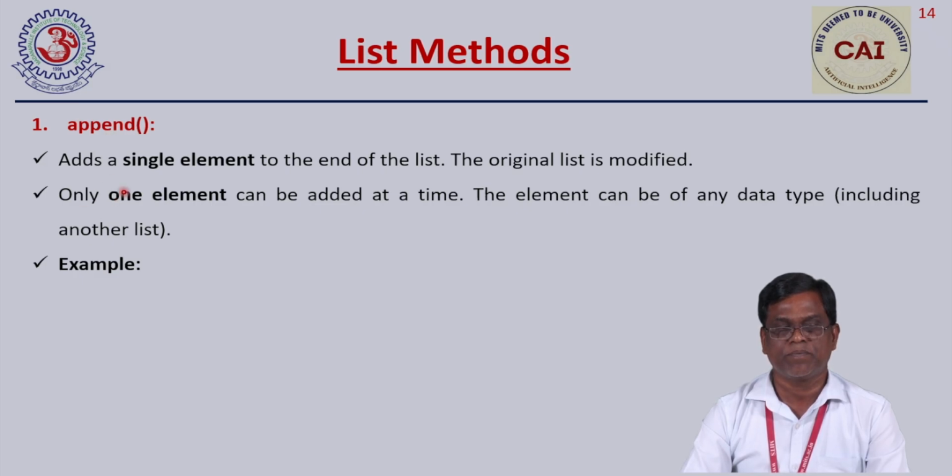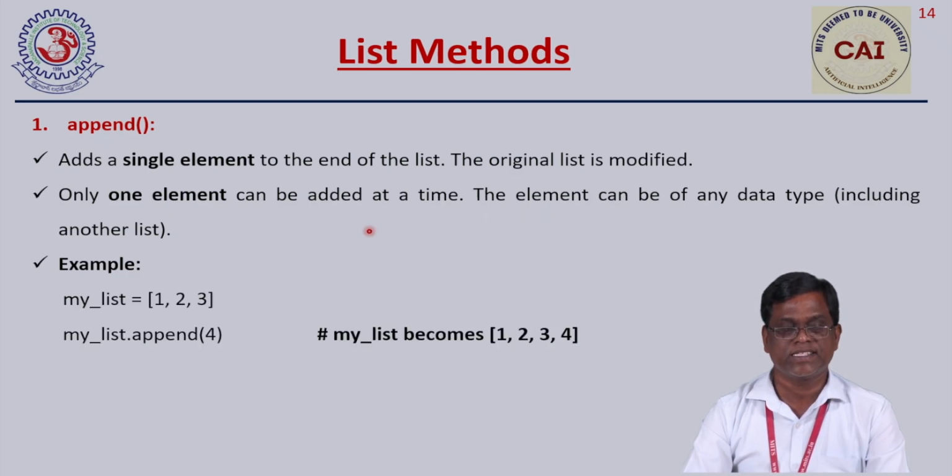So what is the purpose of this append method? It will add a single element to the end of the list, and whenever the element is added, the list is modified. The limitation of the append method is that we can add only one element at a time, and that one element will be added at the end of the list. Whatever the data type of the element, and whatever the data type of the already existing elements, no matter, if you add one element, it will be added at the end of the list.